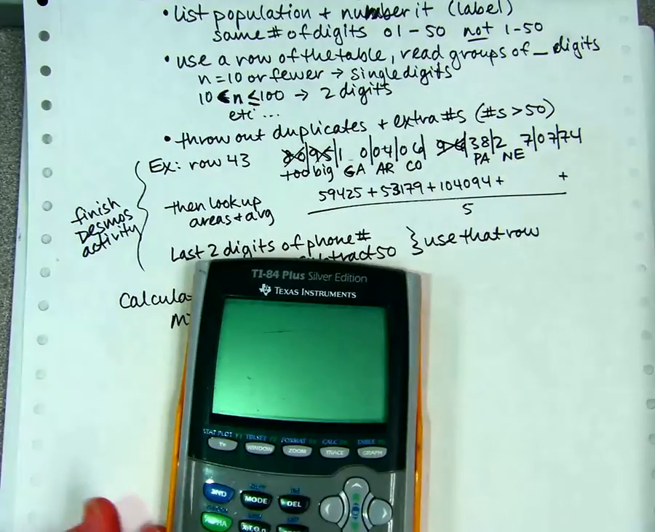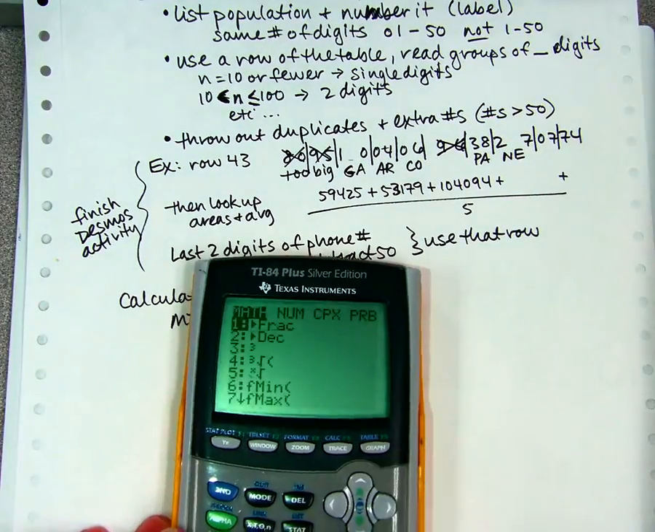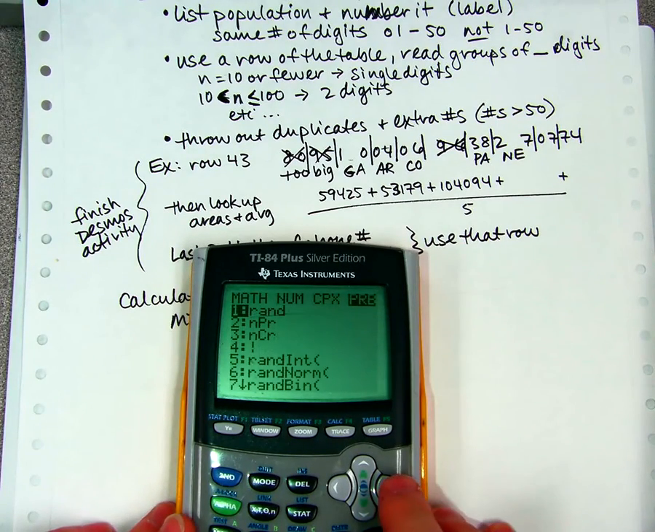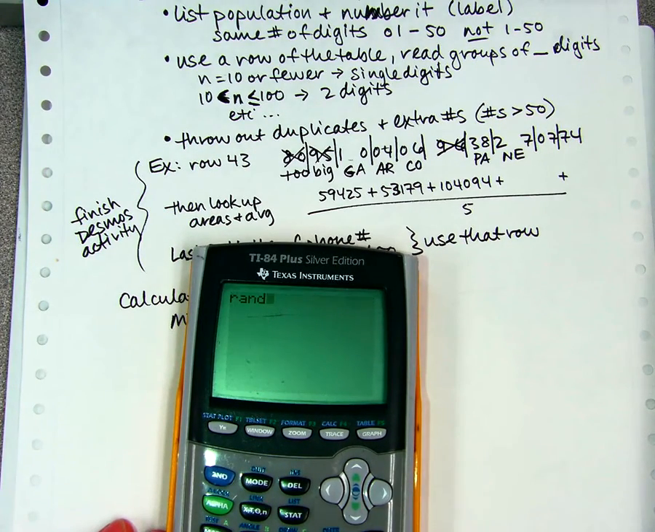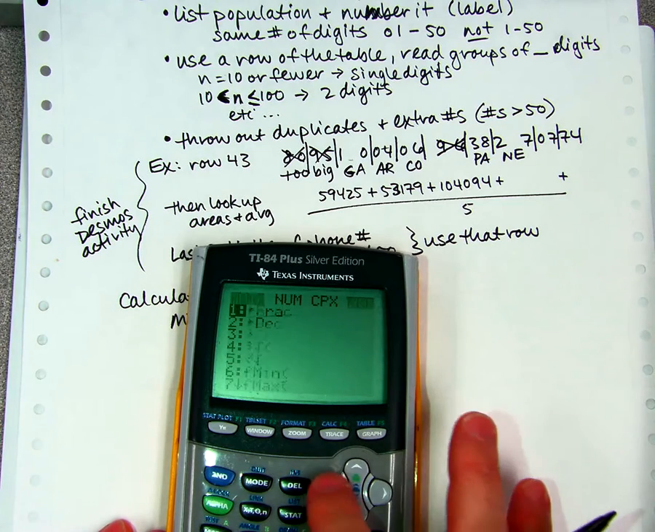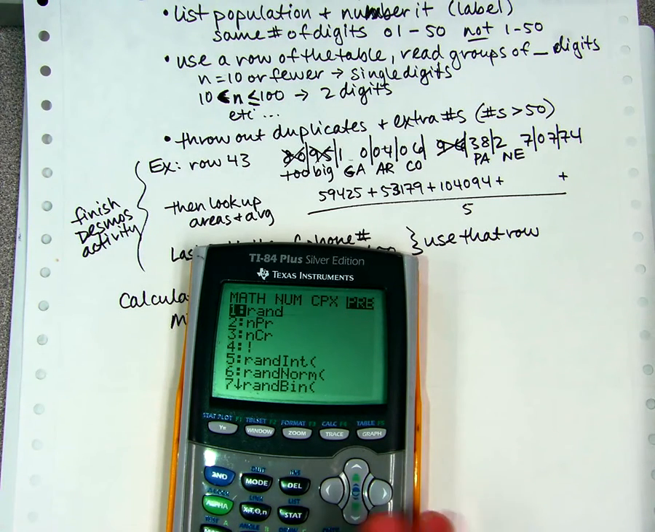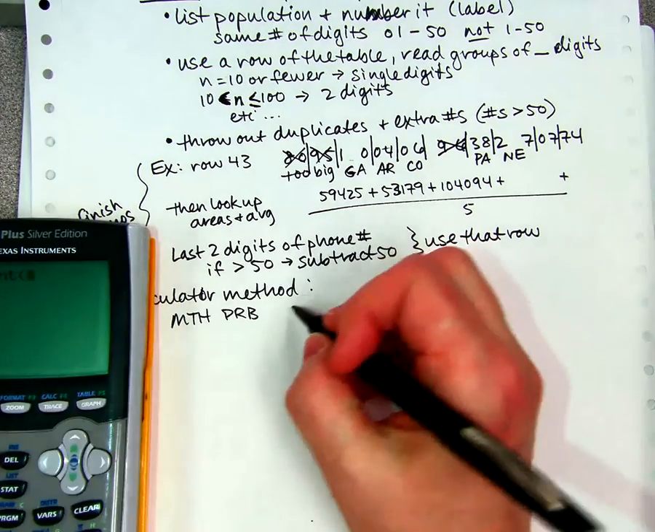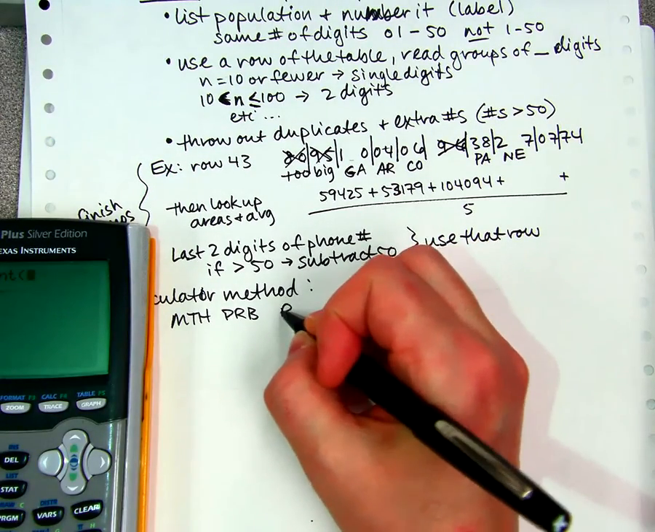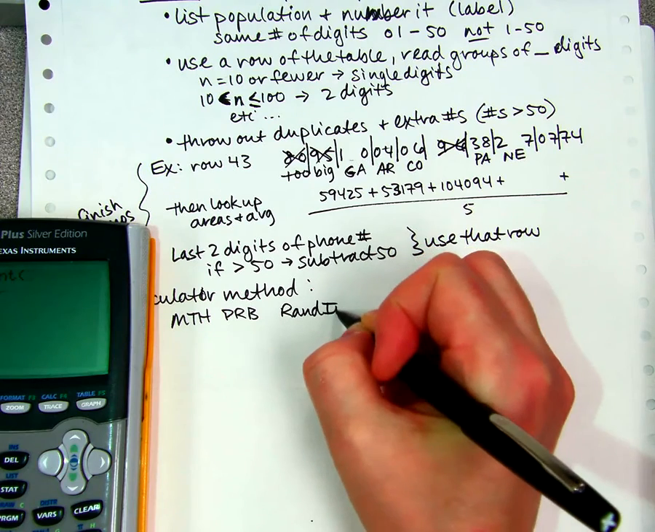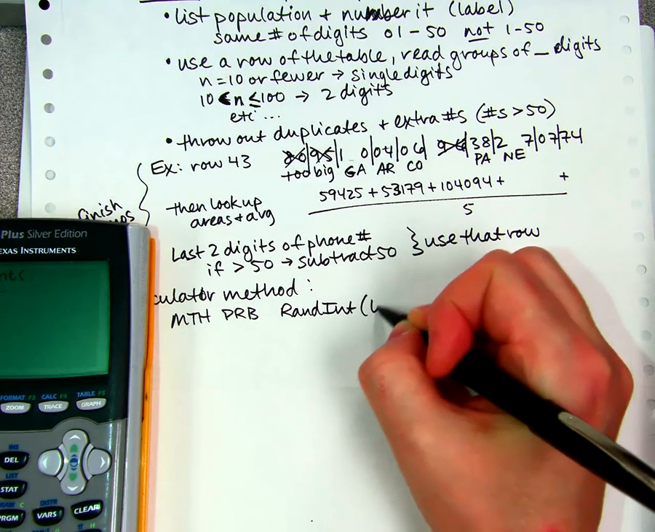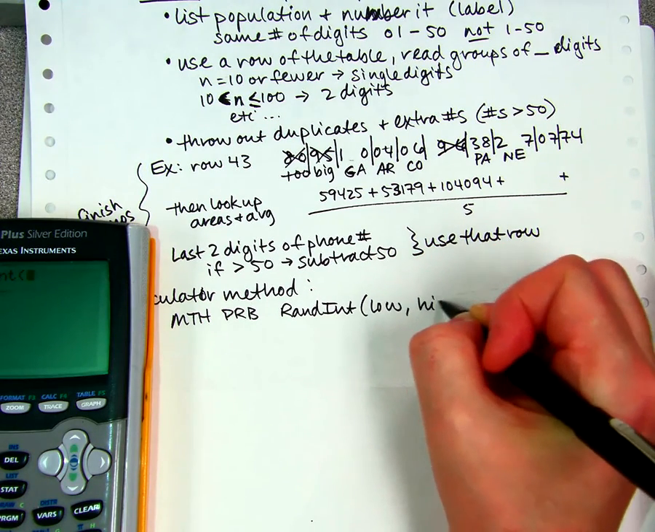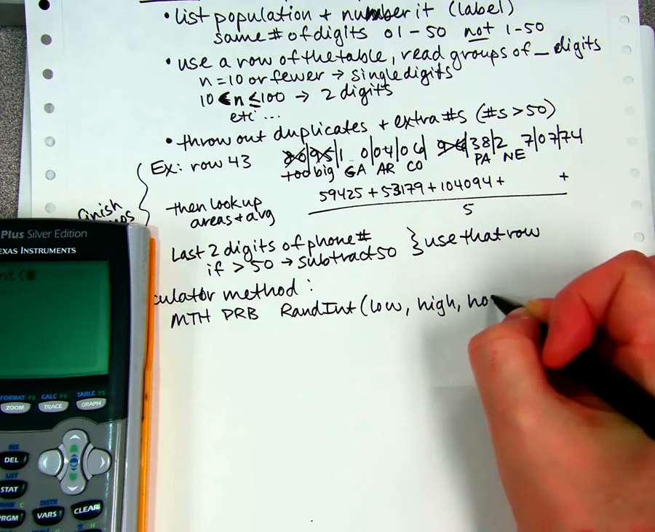Put the light on so you can see it. Math and probability is over to the side. Choose that. Wait, that's not what I meant. I don't want just plain rand. I want randInt. And then I have to tell it between what and what. So randInt, I have to give it my low number and my high number and how many I want.